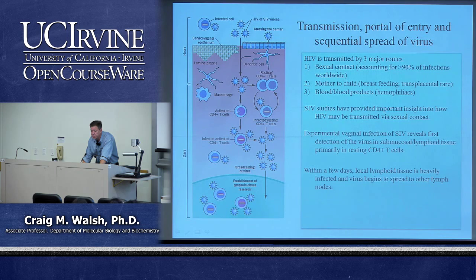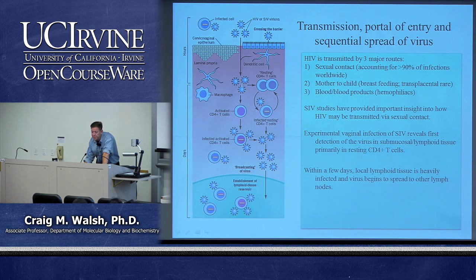All right, so let's take a look at the transmission portal of entry and the spread of the virus. Where is this all taking place? So this is an example where the virus might come in and through, in this case, cervical vaginal epithelium, makes its way across through that. Perhaps there might be a sore or something like that, gets past that barrier, and once it does that, then it's now present inside the lamina propria. And we talked quite a bit about the lamina propria inside the gut, but this is similar sort of mucosal tissue in other places as well.